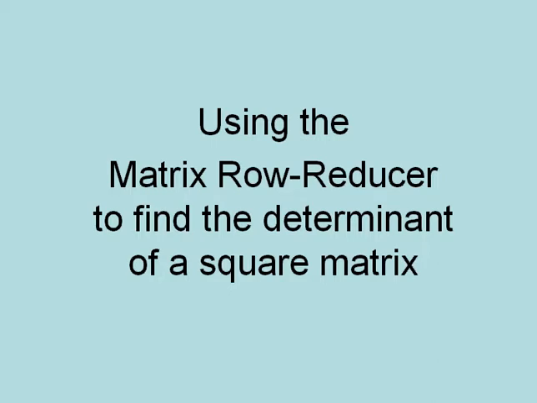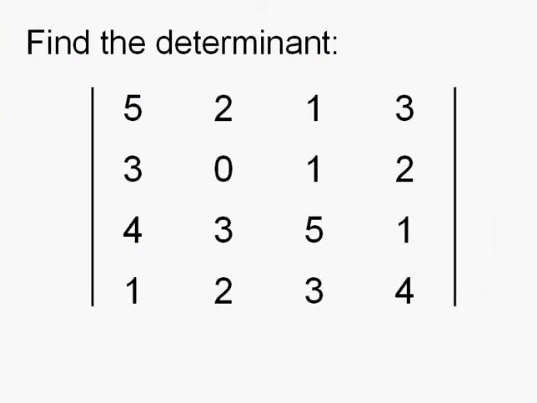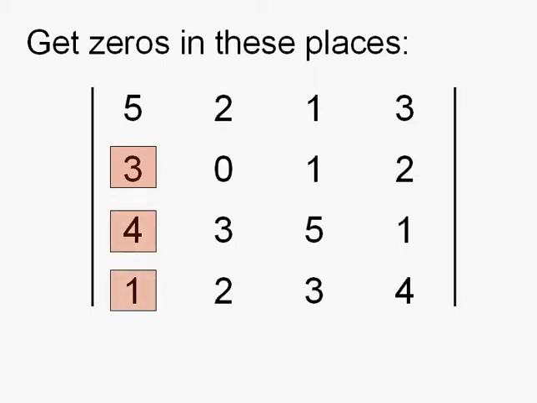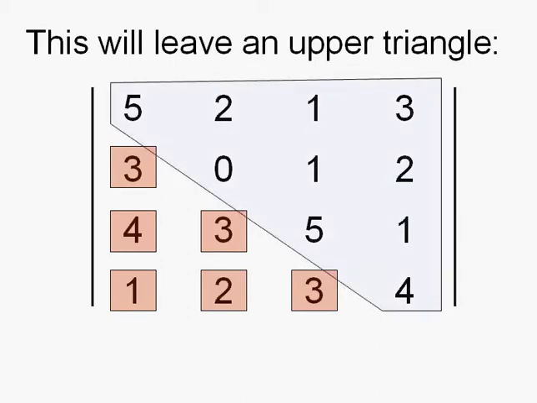In this lesson, I will show you how you can use the matrix row reducer to find the determinant of a square matrix. Suppose we have to find the determinant of this 4 by 4 matrix. What we will do is use row operations to get zeros in these places. That will leave us with an upper triangular matrix, and the determinant of a triangular matrix is simply the product of the numbers on the main diagonal.